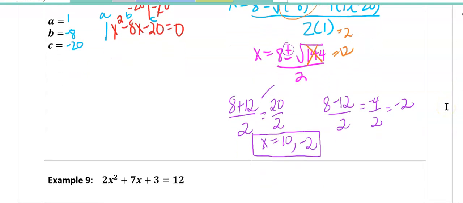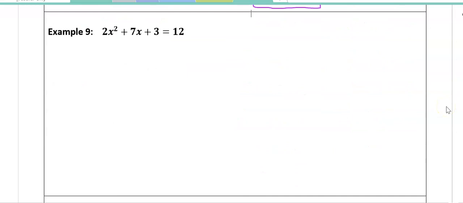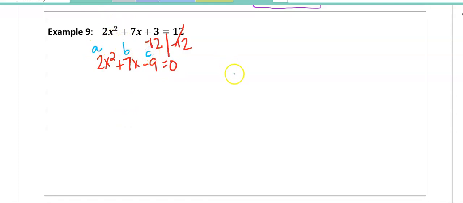So let's scroll down now. Let's do number 9. So the first thing I need to do is set it equal to 0. Okay, so I'm going to do -12. That -12 has the same last name as the 3, so it's going to line up there. So I have 2x squared plus 7x. And then 3 minus 12 is -9. Is that correct? So I'm going to label my A, my B, and my C. My A is 2, my B is 7, and my C is -9.